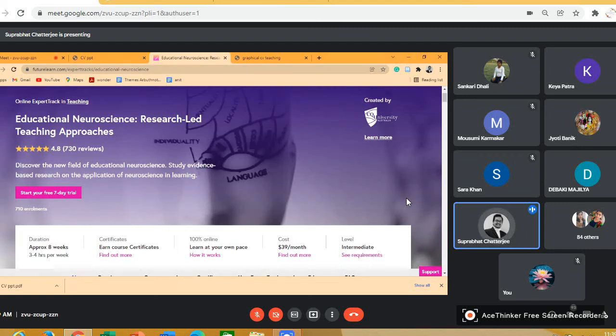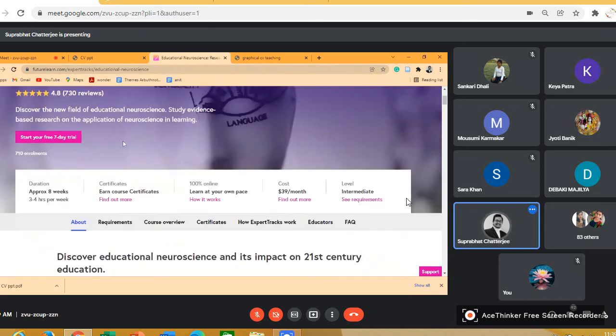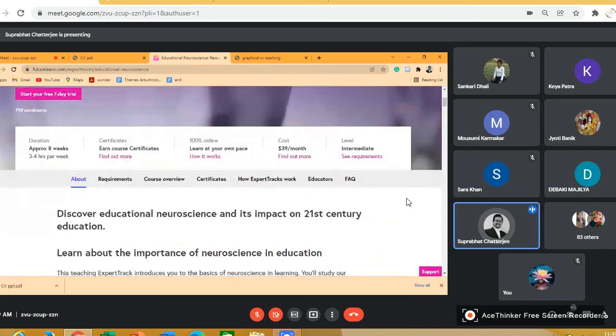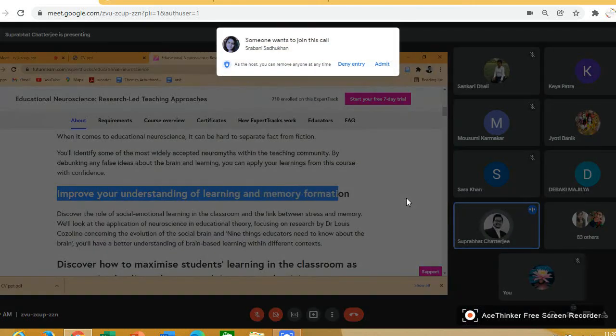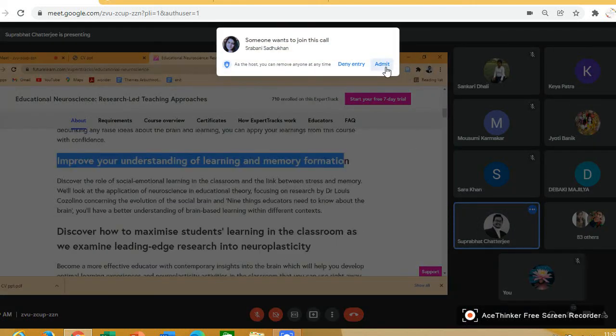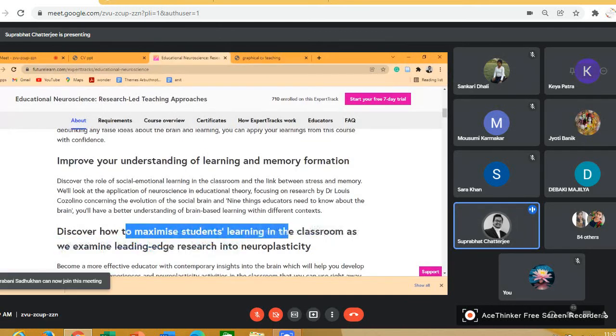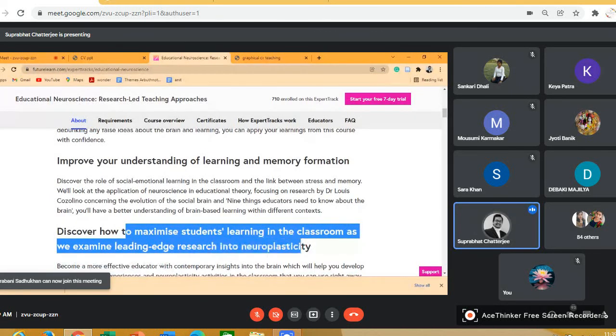It's actually a very basic preliminary course. It's not about anything that scientific or that dense in scientific theories. You once again get all those data, and the reason why I mentioned is, you see that how improve your understanding of learning and memory formation. Discover how to maximize students' learning in the classroom as we examine leading edge research into neuroplasticity.